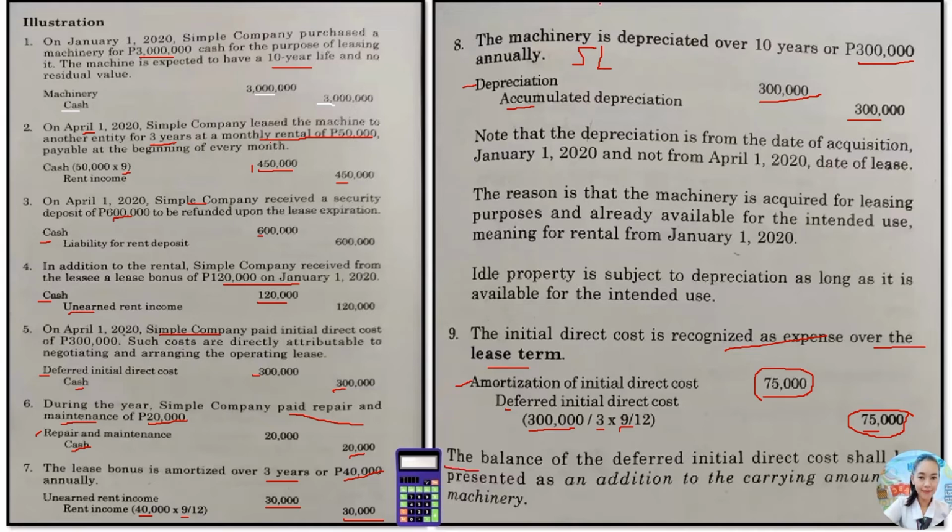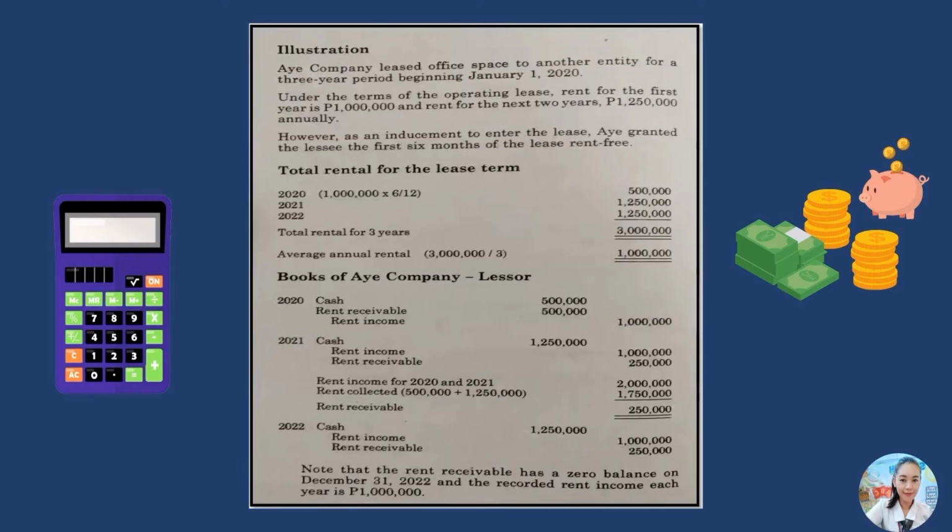Now it is stated here in the balance of the deferred initial cost, initial direct cost shall be presented as an addition to the carrying amount of the machinery. Alright. Now that's all for the illustration. Now let's go to the other illustration.